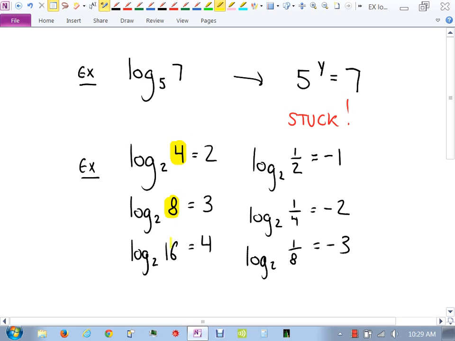Every one of these problems, the only thing I was changing was what was in here, right? So like if I plugged in a 4, what came out? Come on, this is the grand finale here. If I plugged in 4, what came out? If I plugged in 8, what came out? If I plugged in 16, what came out? Plugged in 1/2? See? So you could almost look at this log as a function.